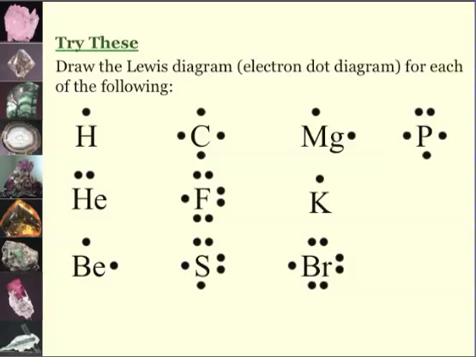Okay, so here are the completed Lewis dot diagrams for each of those following elements. I'd like you just to take this time to double check your answers, just to make sure that you understand the concept. It's fairly simple to draw a Lewis dot diagram. There's really nothing complex, no simple tricks.